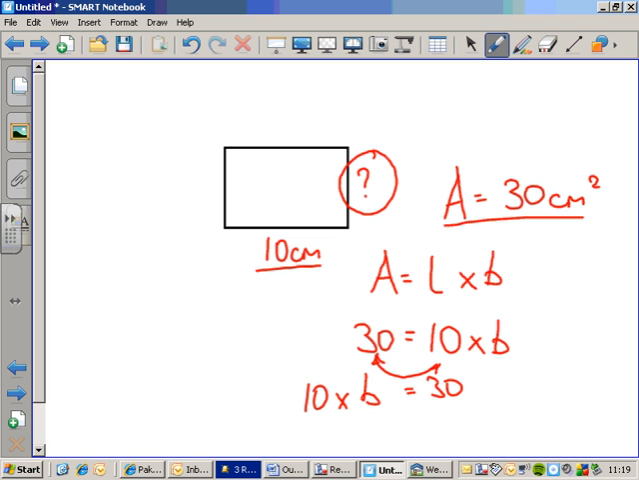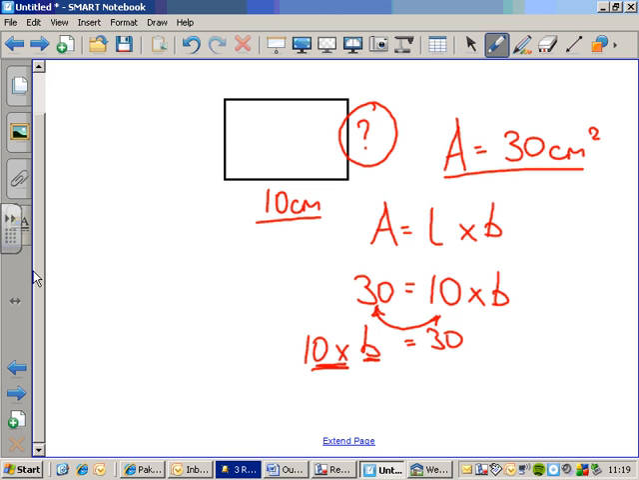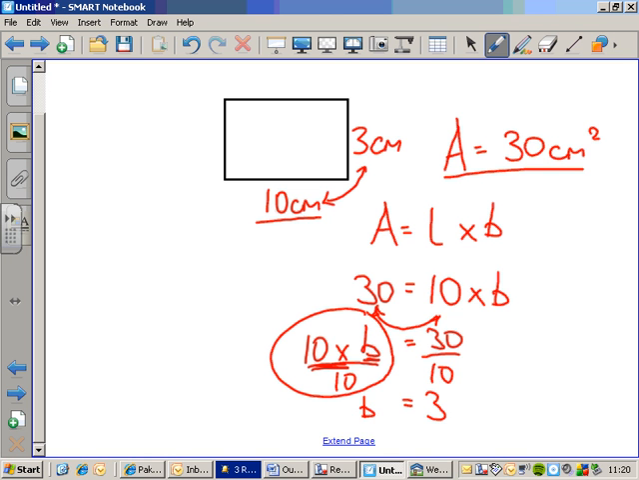In other words, if we take the breadth here and times it by 10, the answer we get is 30. So how can I find out what the breadth is equal to? Well, if I take the breadth and my 30 and I divide both sides by 10, that should tell me what my breadth is equal to. 30 divided by 10 is 3, which should mean that if we substitute in 3 centimetres here, that should give us the correct area, and of course it does, because 10 times 3 equals 30. So another way of looking at the problem is to say to ourselves, what do I times by 10 to make 30? And of course, again, you get the answer of 3 centimetres.